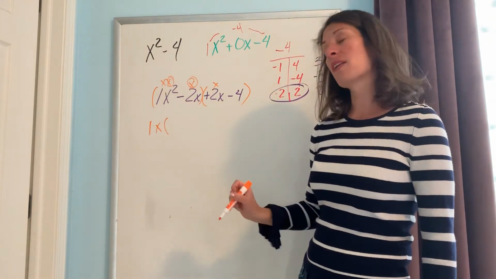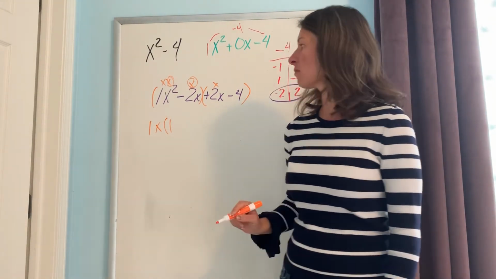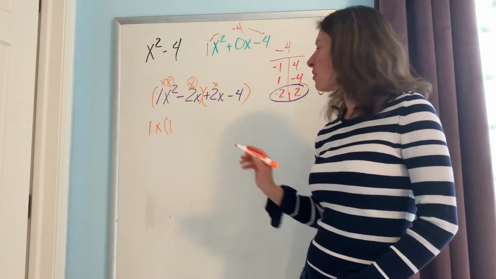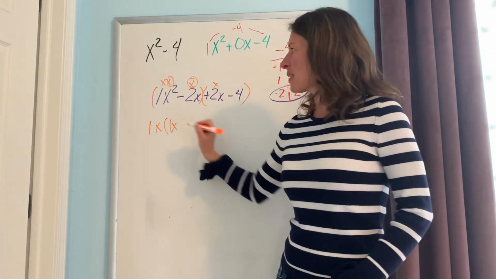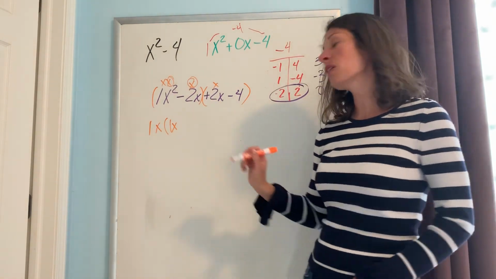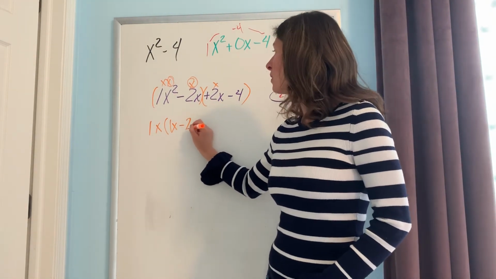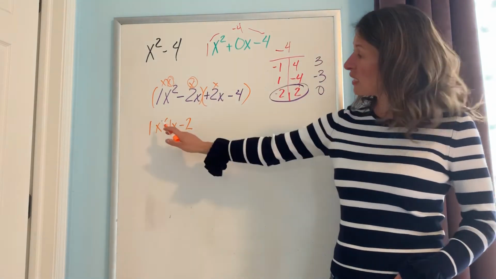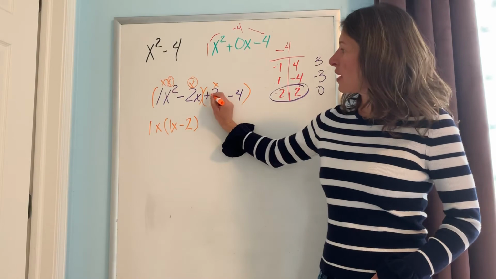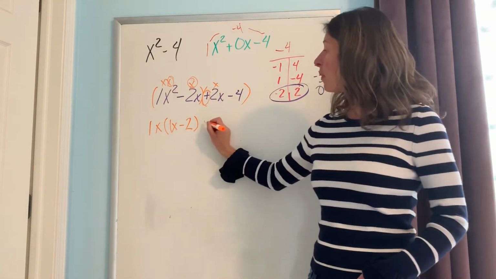So 1 divided by 1 is 1. I had 2 x's. I took 1 x out. So that means that I have 1 x left. Negative 2 divided by a positive 1 is a negative 2. I had 1 x. I took it out. So I end my parentheses. This plus means that I get to put plus.